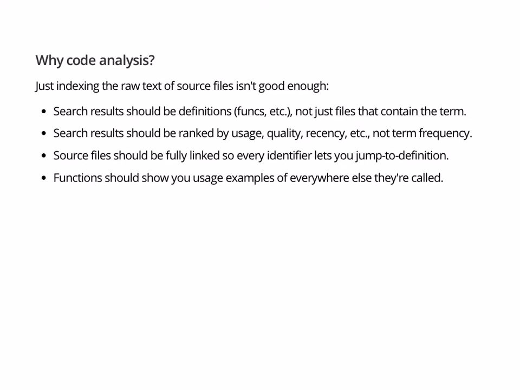That's because we think that when you search for something, we should show you results that are the definitions you're looking for, the functions or the variables or the packages, not just files that contain the terms you typed in. We also think that search results should be ranked by the usage, by quality, by how recent they are, who else uses them, and so on, not just how many times the word you typed in appears. We think that once you go to a result, everything you're looking at should be fully linked, so you can click on any identifier in the code and you'll jump to its definition. And we think that when you're looking at a function, you should be able to see usage examples from everywhere else that function is called in the open source world, even in other packages.